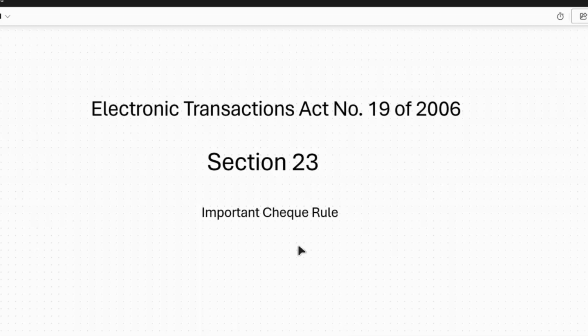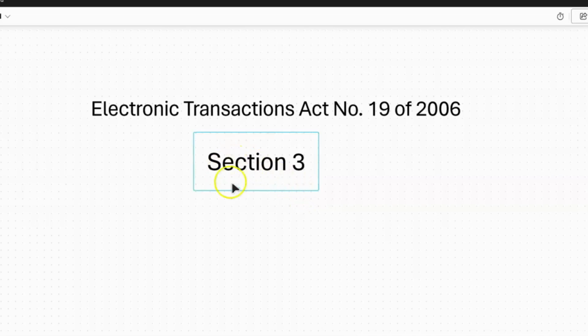The next topic is Section 3. According to this section, electronic forms are legally valid. These include data messages, electronic records, electronic documents, communications.